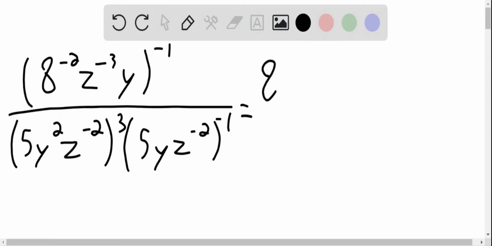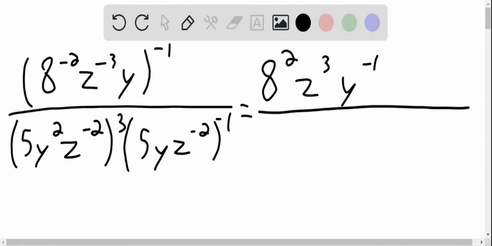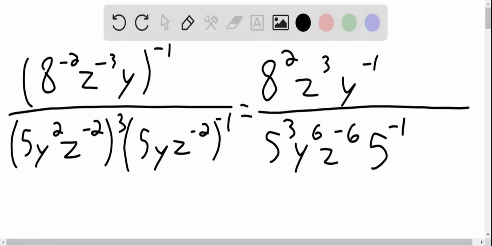So we now have 8 to the negative 2 times negative 1 is positive 2, times z to the positive 3 times y to the negative 1, divided by 5 to the third times y to the 2 times 3 is 6, times z to the negative 2 times 3 is negative 6, times 5 to the negative first times y to the negative first times z to the negative 2 times negative 1 is second power.